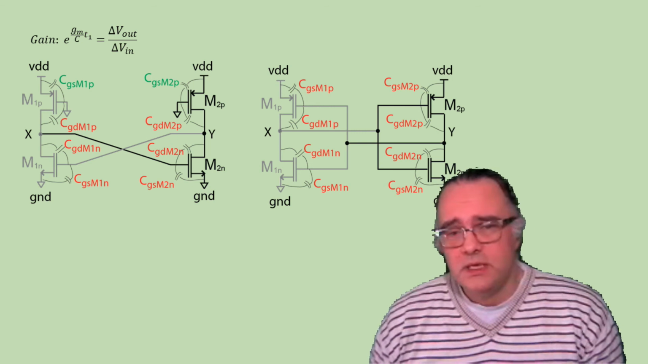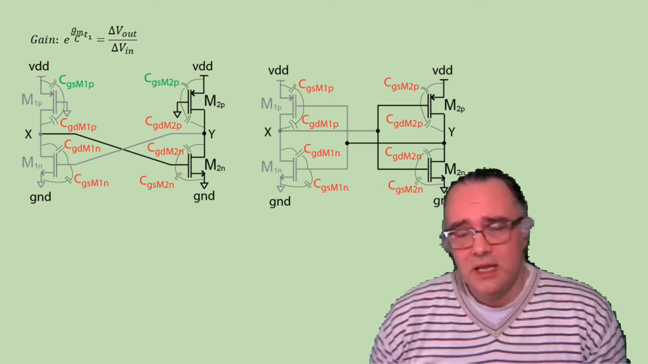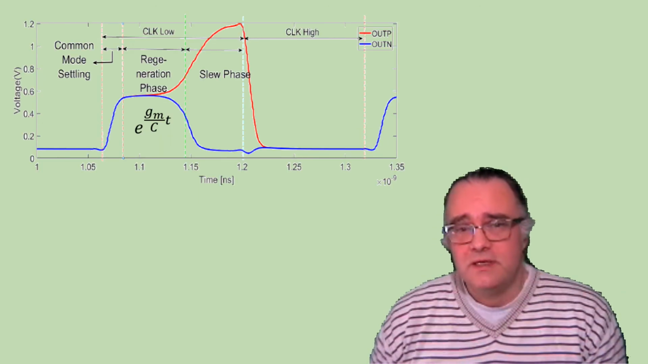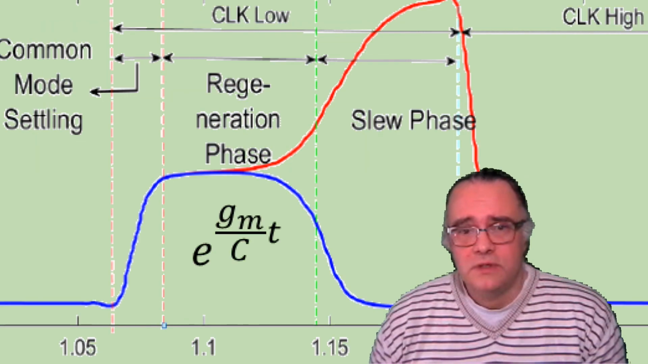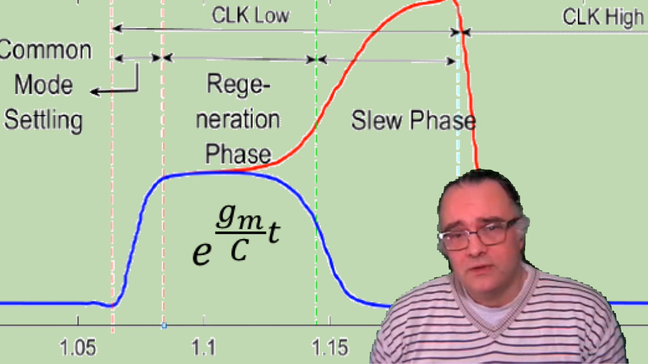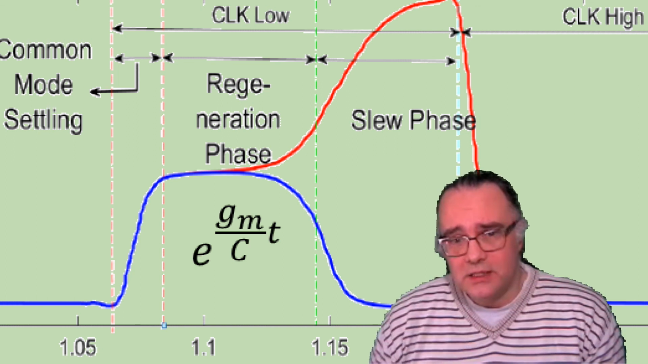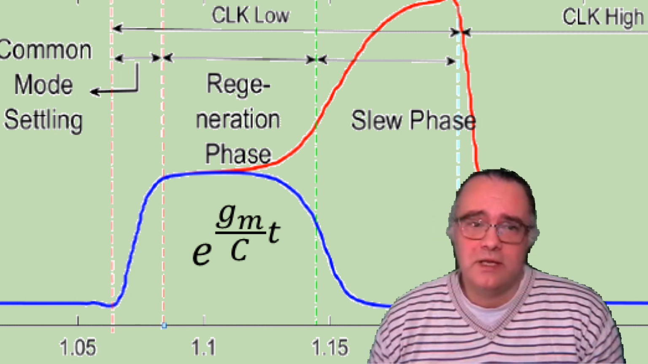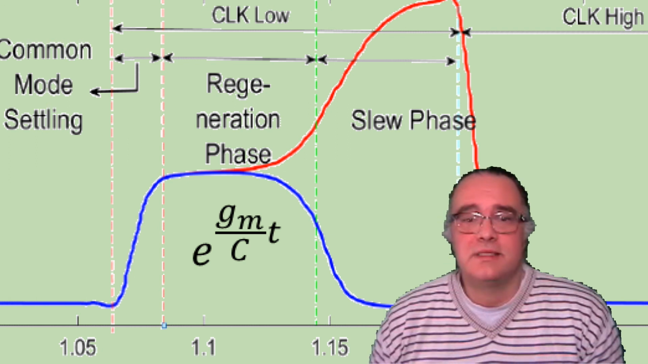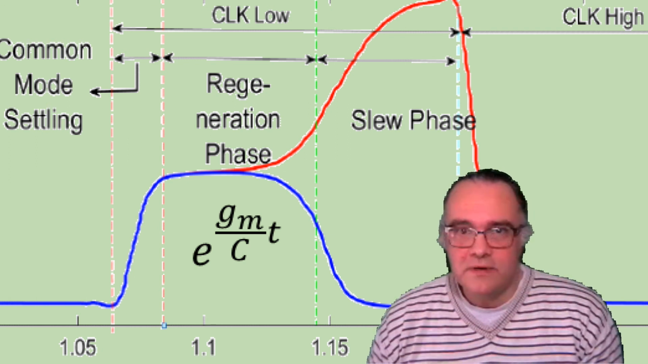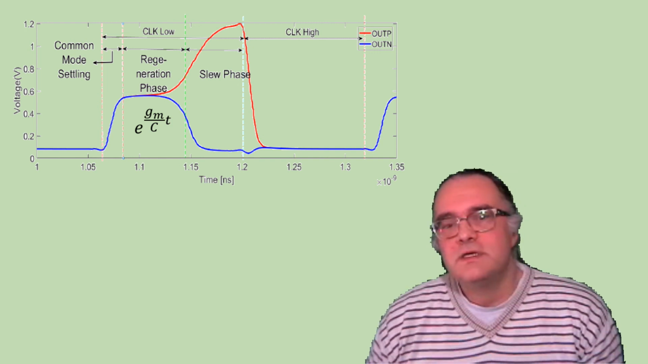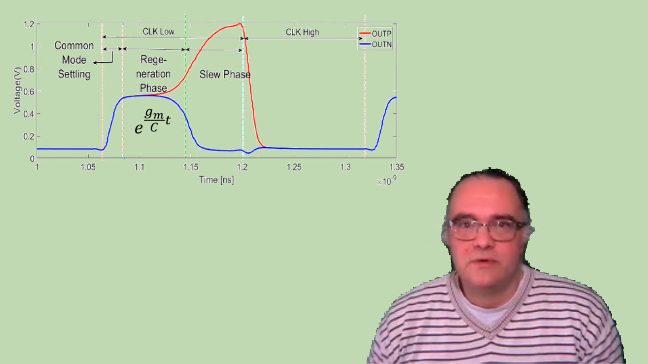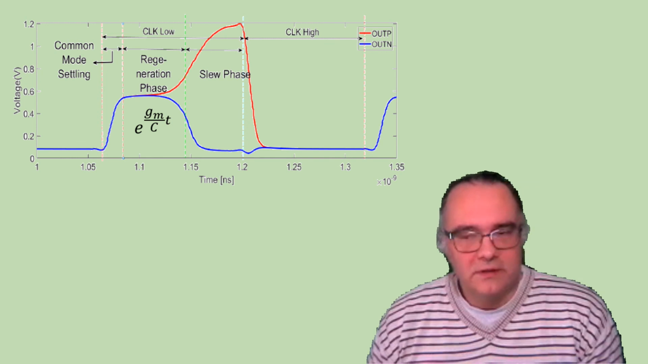So what we have considered so far is that the regeneration phase is controlled by an exponential function that depends on the time constant of the latch, and the time constant of the latch is Gm divided by C, where Gm is the equivalent Gm of the inverting stage, and C is the equivalent capacitance of this inverting stage.